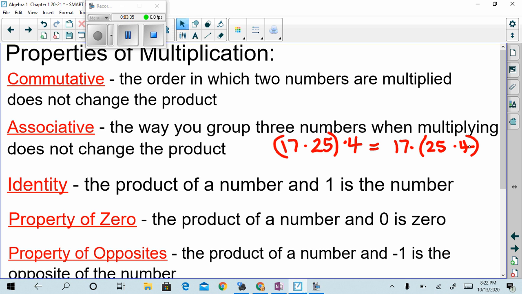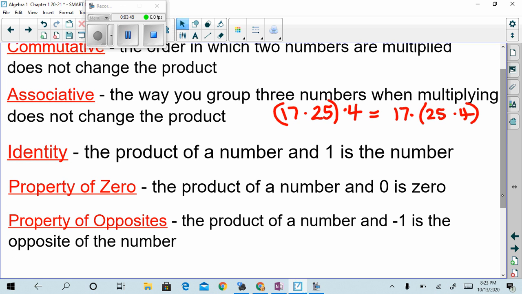We then go into our identity property, which says if you multiply any number by 1, it keeps its identity. The property of 0 says the product of a number and 0 is 0. So if in any of the factors of a problem you have 0, the entire product will be 0. And lastly, the property of opposites. The product of a number and negative 1 is the opposite of the number.